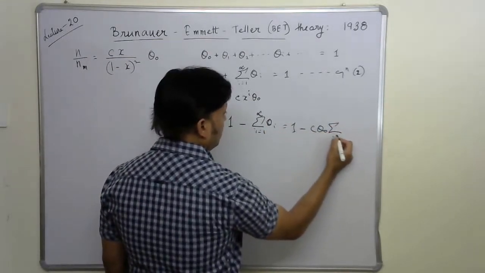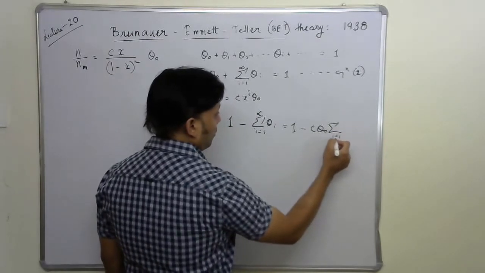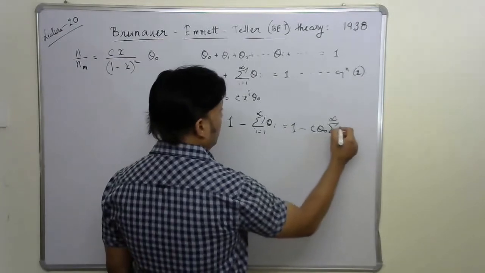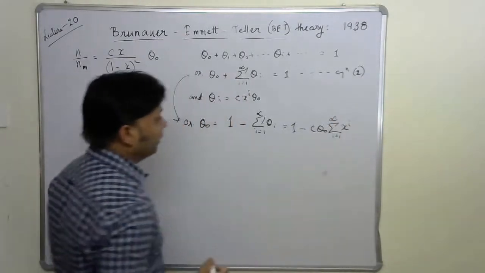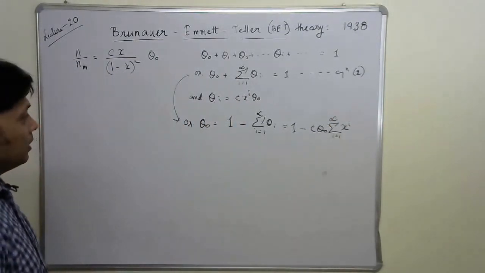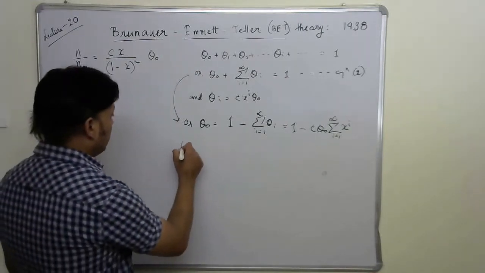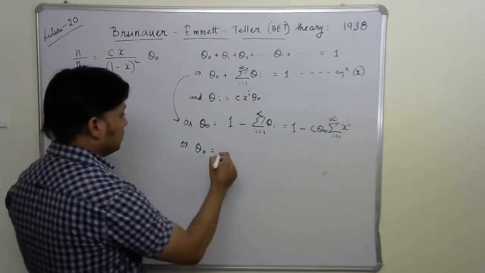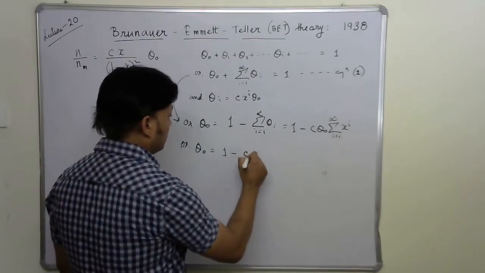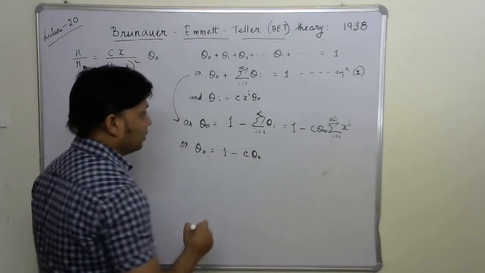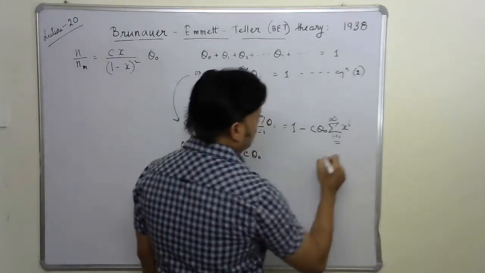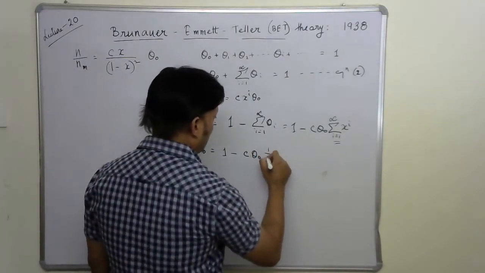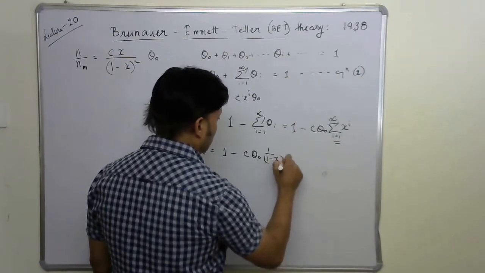So that would be the sum from i equal to 1 to infinity of x to the power i. All right. So definitely theta 0 is equal to 1 minus c theta 0. So now the question is, what is the value of this? The value of this comes out to be 1 over 1 minus x.